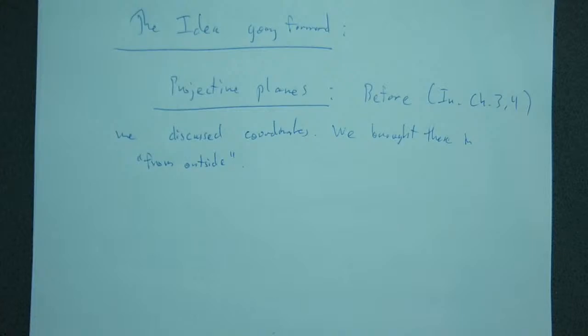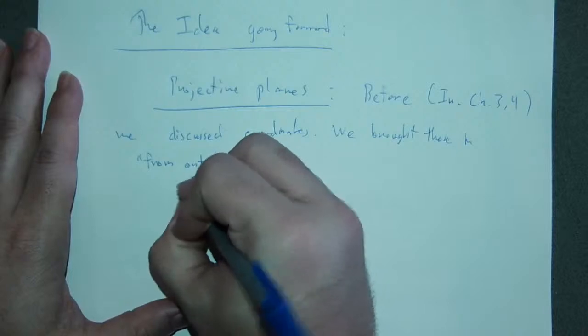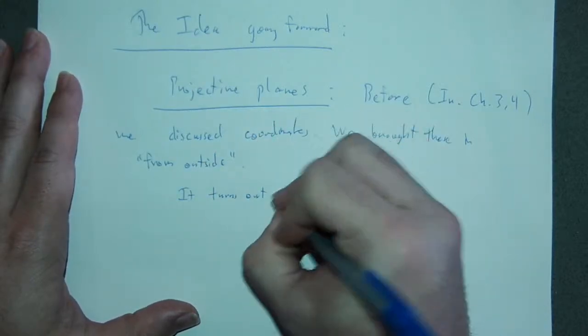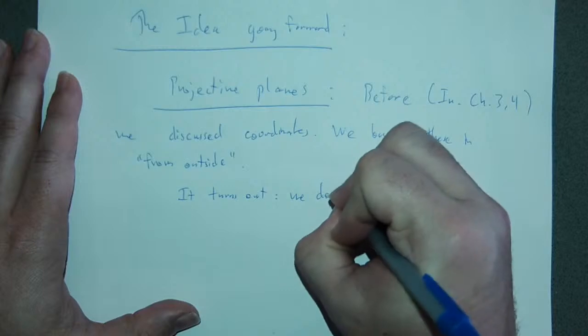And in fact, we know that someone had to do this because the ancient Greeks didn't use coordinates, right? I mean, coordinates didn't become a thing until Descartes used them basically in the 1500s. Coordinates just didn't exist. And so they were brought in from outside, okay? It turns out, though, we don't have to do this.